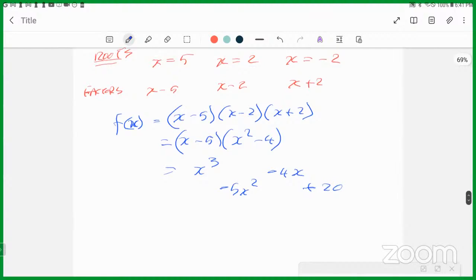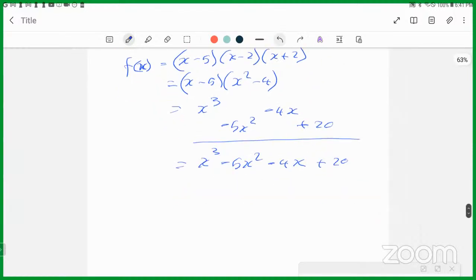And you add up everything. X cubed alone. This is the only x squared term. It's the only x term, plus 20. So the b is this value, the c is this value, and the d is that 20. That's it.